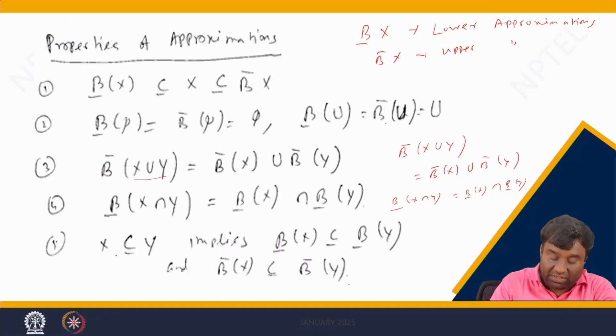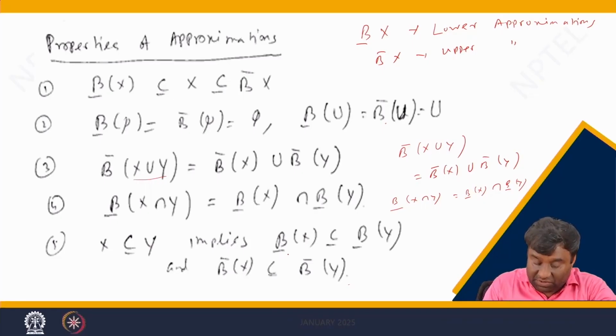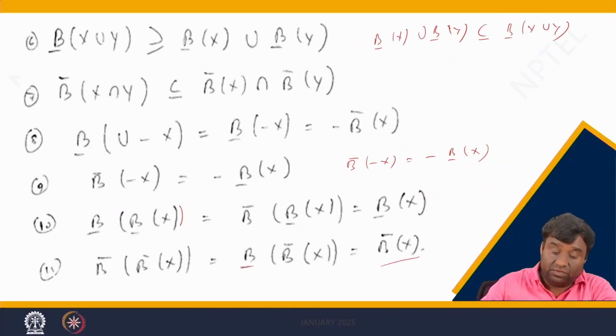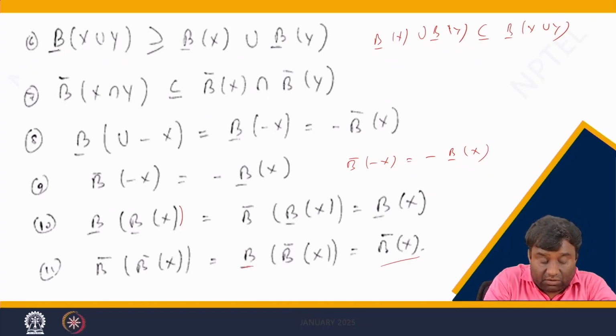So there are some properties. If X is a subset of Y, then the lower approximation of X is a subset of the lower approximation of Y, and the upper approximation of X is a subset of the upper approximation of Y. So these are the properties that the lower approximation of X union Y is a superset of the lower approximation of X union the lower approximation of Y. Similarly, all three things are there. So here the lower approximation of U minus X is equal to the minus of the upper approximation of X. Similarly, these two properties are there.